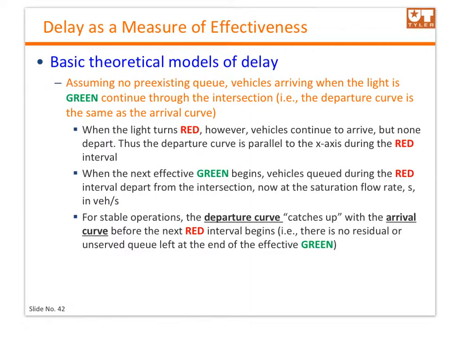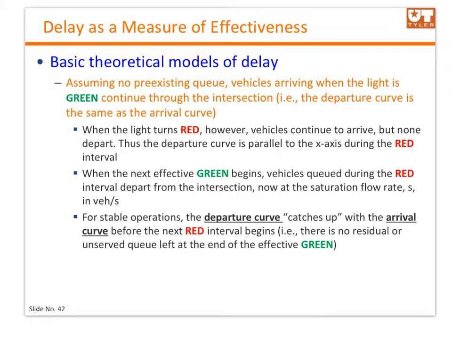Another piece of information about the basic theoretical models of delay: we typically start by assuming no pre-existing queue. That means vehicles arriving when the light is green continue through the intersection. And one example is that the departure curve is the same as the arrival curve. When the light turns red, however, vehicles continue to arrive, but none depart. Therefore, the departure curve is parallel to the x-axis during the red interval. So that was, again, when the line, instead of having a slope, becomes horizontal.